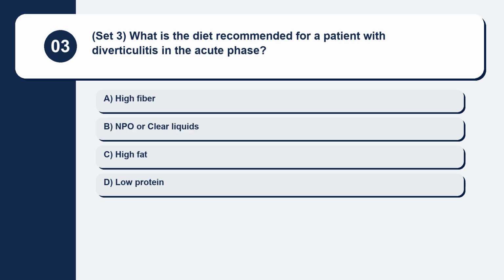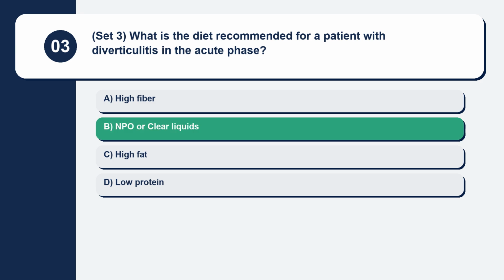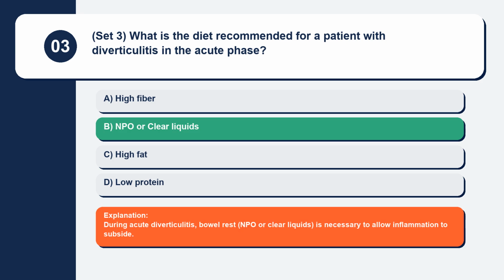Question 3. Set 3. What is the diet recommended for a patient with diverticulitis in the acute phase? High fiber, NPO or clear liquids, high fat, low protein. During acute diverticulitis, bowel rest, NPO or clear liquids, is necessary to allow inflammation to subside.